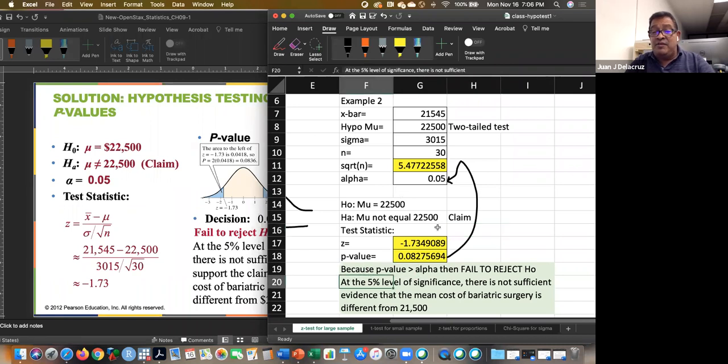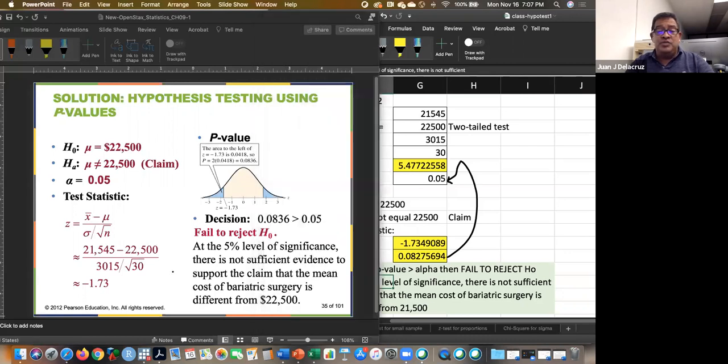So at the 5% level of significance, there is not enough evidence that the mean cost of the bariatric surgery is different from 2150. It can be 2150, it cannot be, I don't know. Because with the evidence that I have, I am unable to disqualify this statement, right? So in this case, I'm gonna fail to reject H0, and I am gonna say that there is not enough evidence that the mean cost of this surgery is different from 2150. Okay, so that is the case.